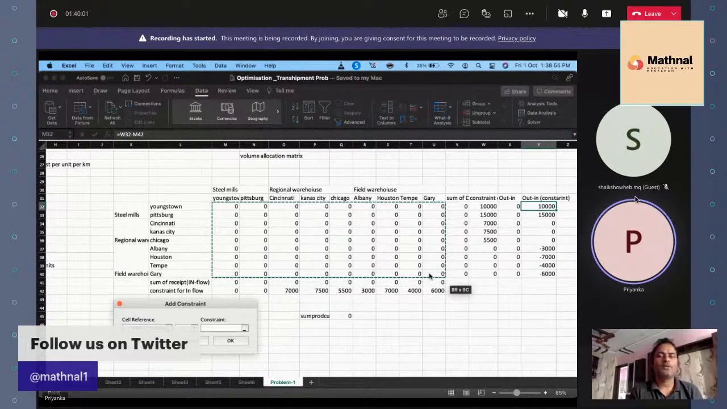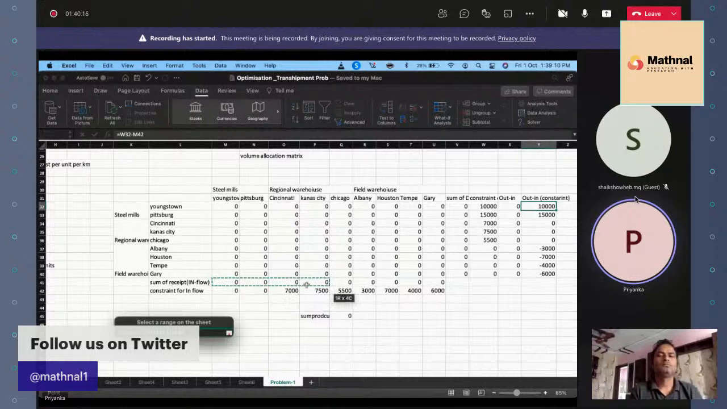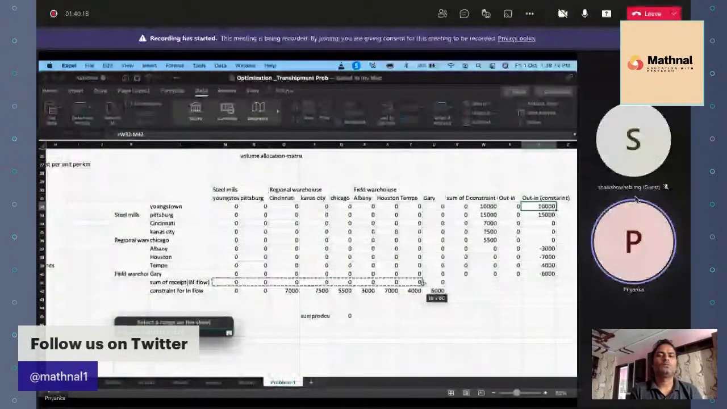What are you doing there? What is the objective there? Remove. Yeah, sum of the receipts, right? Click on sum of receipts. All the receipts up to Gary is equal to the sum of the sum, right?